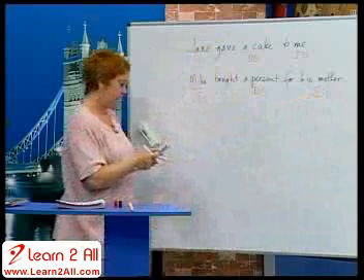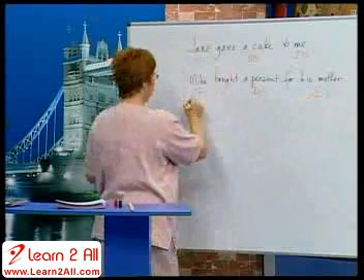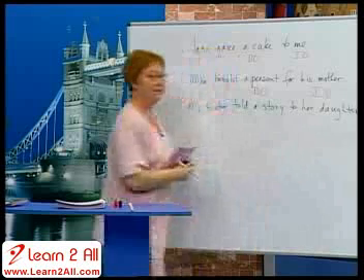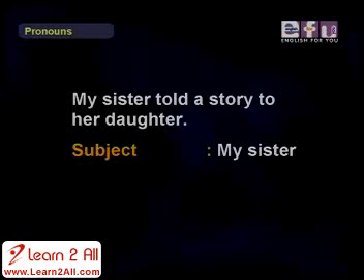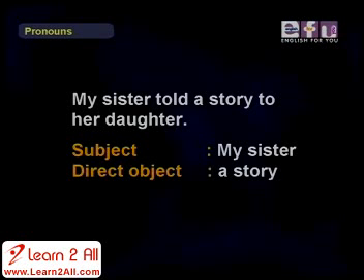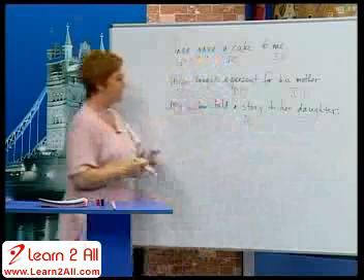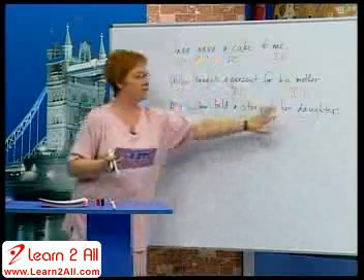Okay, so we've got subject, direct object, indirect object. Okay, and here comes another one. My sister told a story to her daughter. Okay, I'll leave the sentences for you. My sister is the subject. Story is the direct object. Her daughter is the indirect object. Yes, good. Okay, so my sister told a story to her daughter.